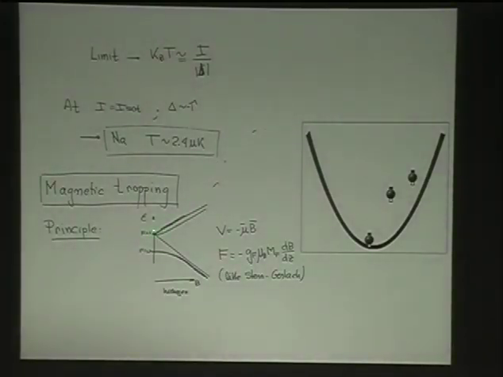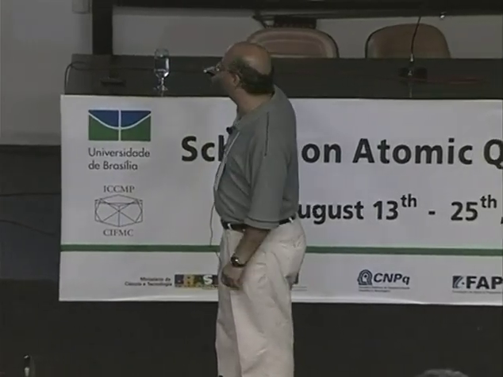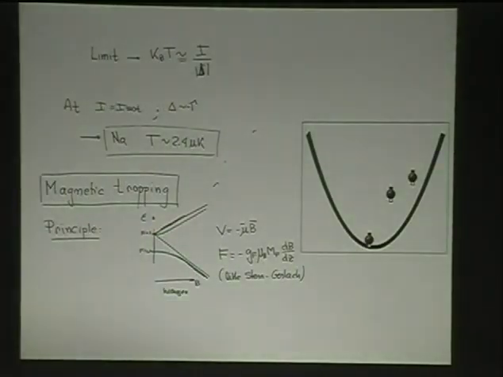But if I reach the zero field, then it can suffer a transition, a spin flip, which is called Majorana transition. It's Majorana, that's how you say? Majorana. The Italian guy, right? And then it can live in this state, which is not trapped. So sometimes to keep the atoms there without losing many, you have to avoid zero field.